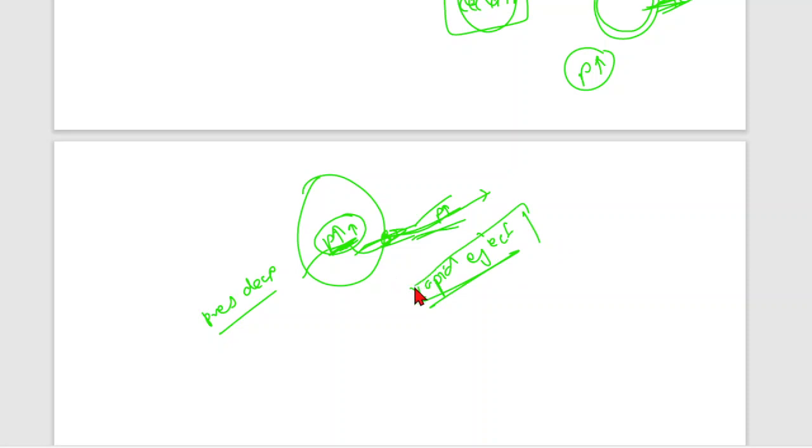So after rapid ejection, the pressure of the ventricle is increased. After that, the ejection is still going on, but it is the slow ejection, the reduced ejection.